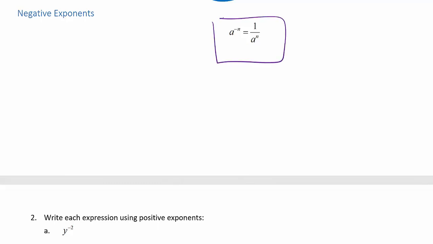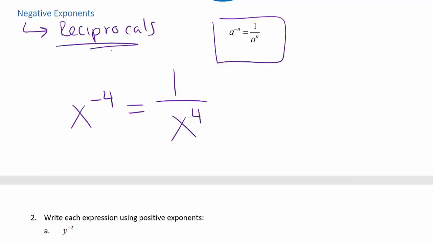We just saw this in the last example, but for example, if you have x to the negative 4, using this definition, that would be 1 over x to the fourth. Again, negative exponents mean reciprocals or fractions. They don't actually make the number negative. They just mean you have a fraction.